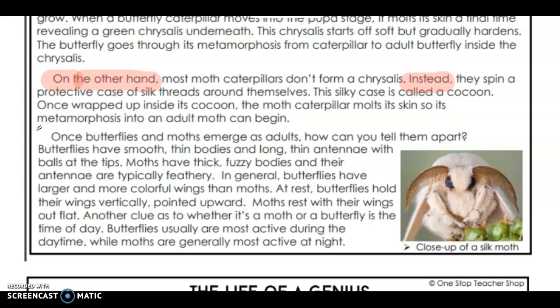Another clue as to whether a moth is a moth or a butterfly is the time of day. Butterflies usually are most active during the daytime, while moths are generally more active at night.